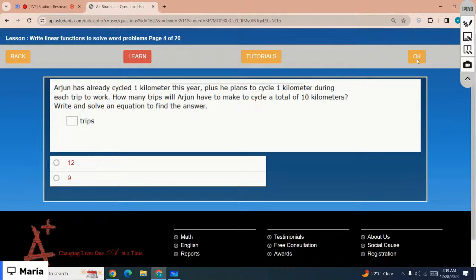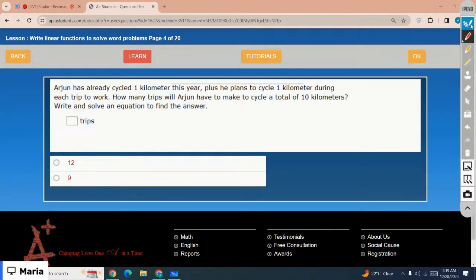Arjun has already cycled 1 kilometer this year, right? This is the thing you have to add in the equation. Plus, he plans to cycle 1 kilometer during each trip to work, right? How many trips will Arjun have to make to cycle a total of 10 kilometers? Okay, now you have to see how many days, 1 kilometer every day, to make 10.